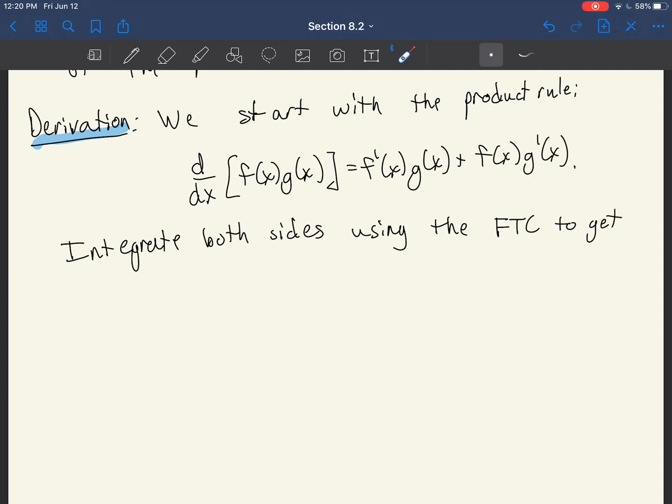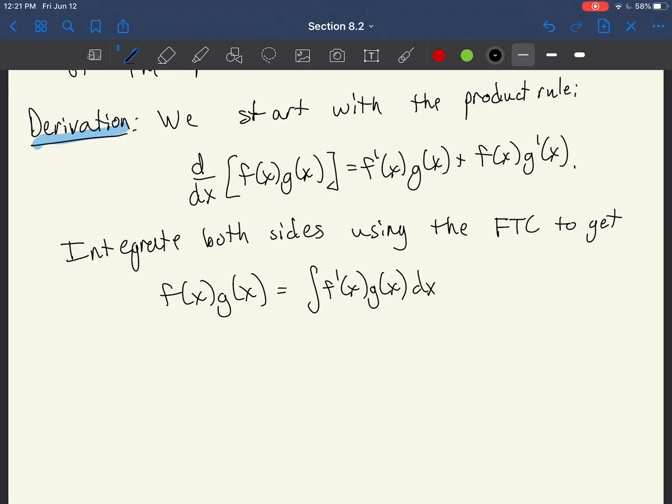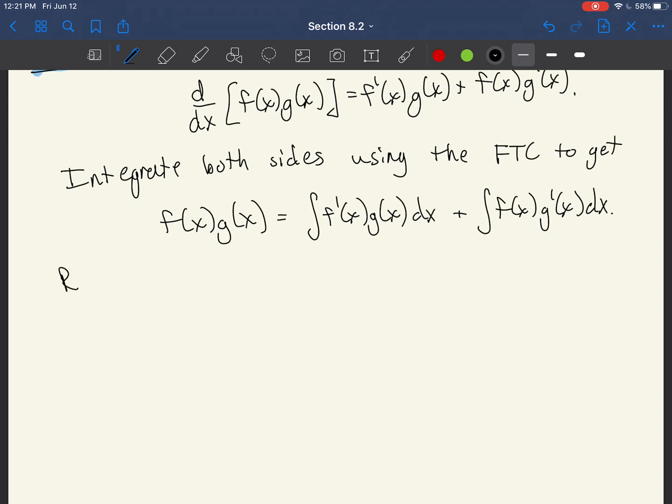So if you integrate the left-hand side, the fundamental theorem of calculus says that the integral and the derivative just cancel. So you're just going to get f of x g of x equals the integral of f prime g dx plus the integral of f of x g prime of x dx. Rearranging this, we get the integration by parts formula.